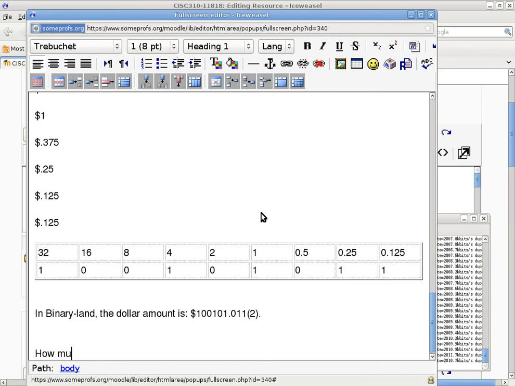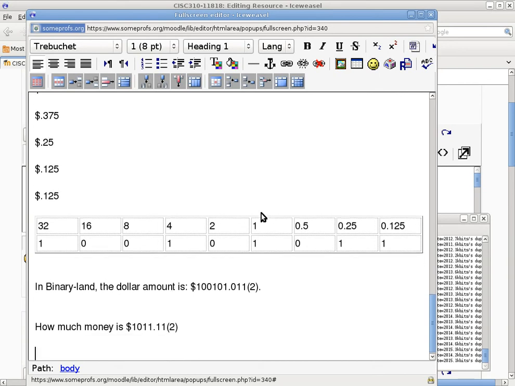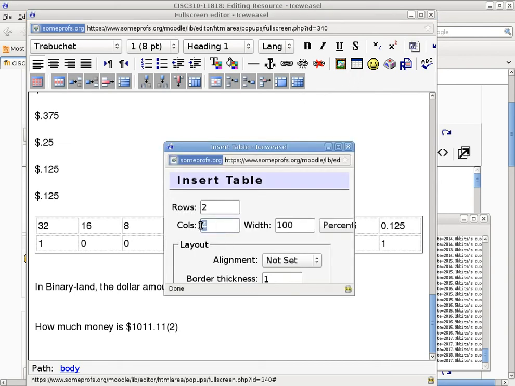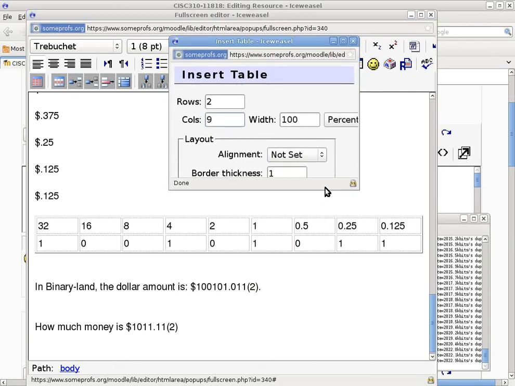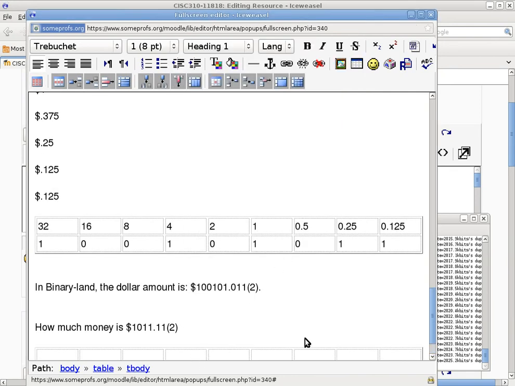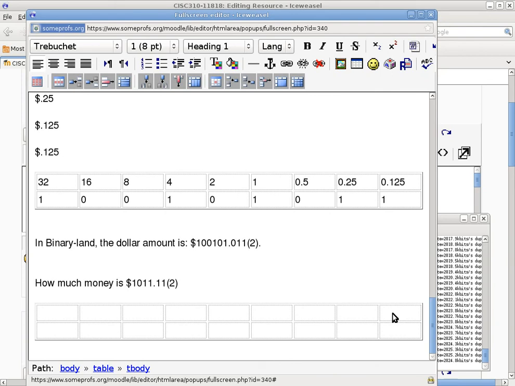Okay? So how much money is, let's pick, 1011.11, I'll pick something easy, okay, in base 2. Okay, so we want to figure out how much money we are talking about there. So the quickest way to do it is to use a table. So what I will do is I'll use exactly the same table, but this time I will use it to go the other way around, because we are starting with a binary number specifying how many of each type of bill we have. So once again, we start with the smallest one, which is an eighth of a dollar.